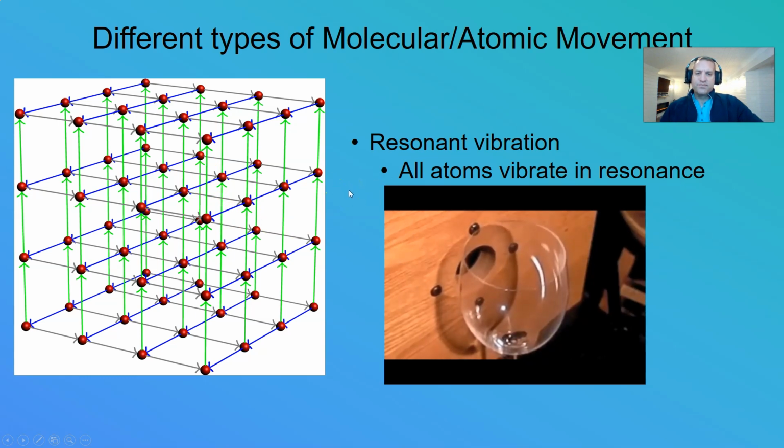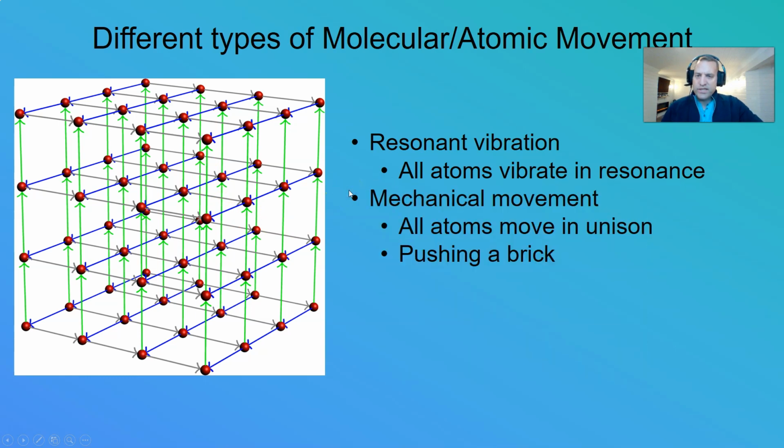Very neat. Mechanical movement would simply be all of these atoms all at once moving in the same direction. If they're all moving in the same direction, that's simply mechanical movement. You're simply pushing the rock along, or you're pushing the brick, and they're all moving in one direction. In that case, there's no real damage done to this. They're not going to break apart because they're just being moved. So not a big deal, right?